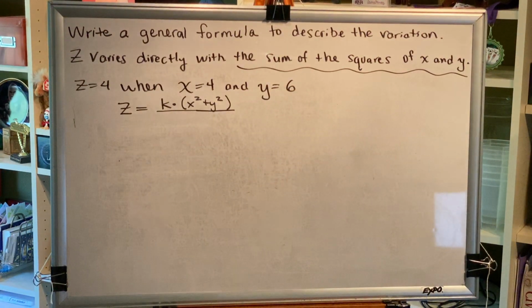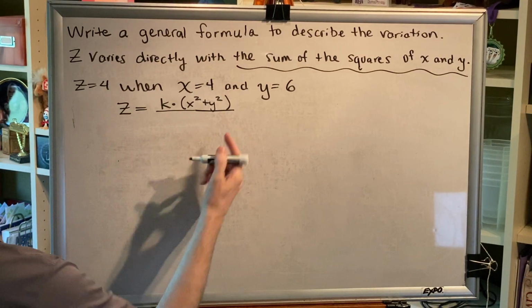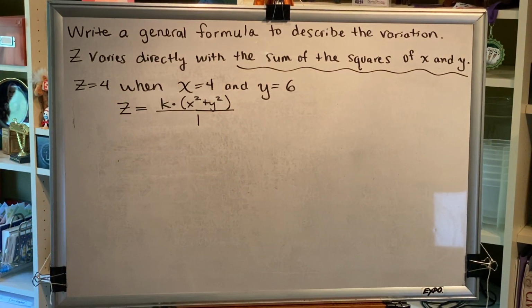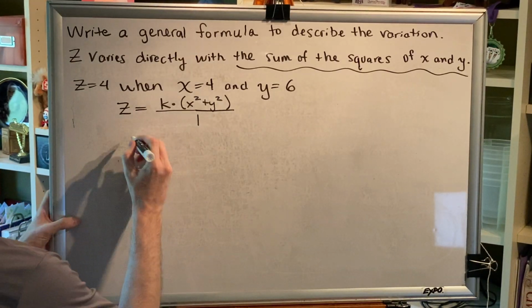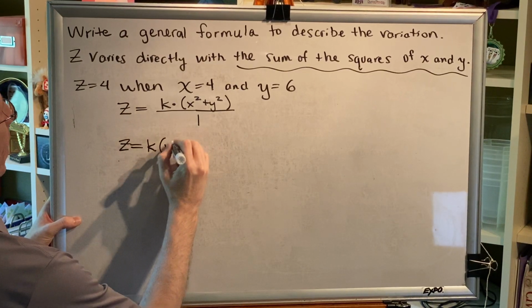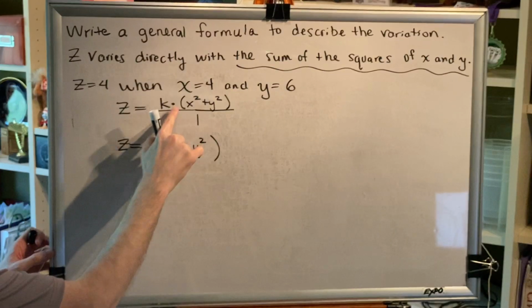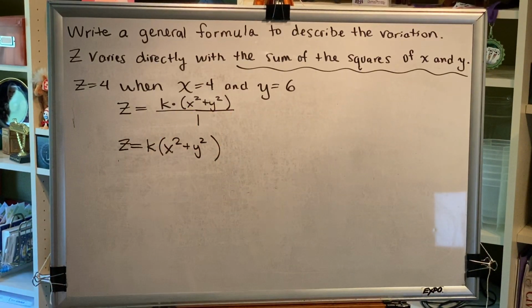Next, step 4. If necessary, replace an empty denominator with 1. Well, we do have an empty denominator, so we'll put a 1 here. All right, now we're going to simplify. Anything divided by 1 is itself, so we get z equals k, parentheses, x squared plus y squared, close parentheses. Notice that I don't need the multiplication dot anymore, because parentheses are another way of indicating multiplication.